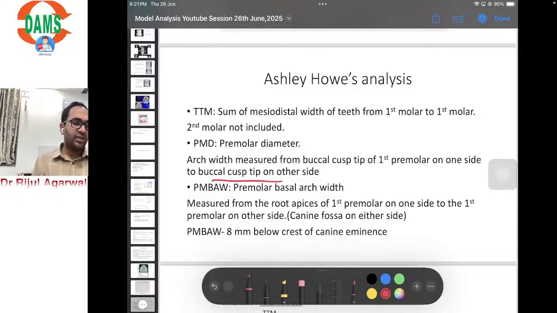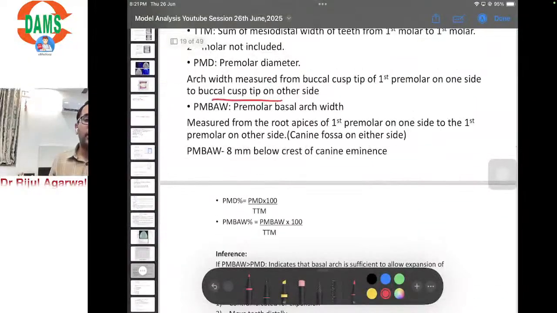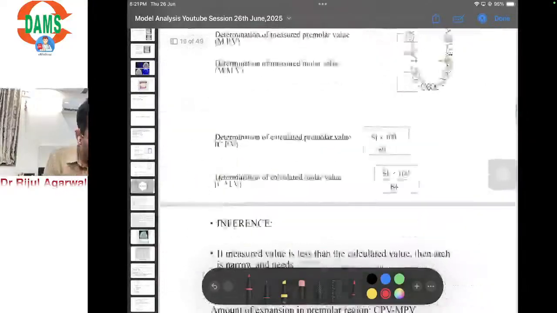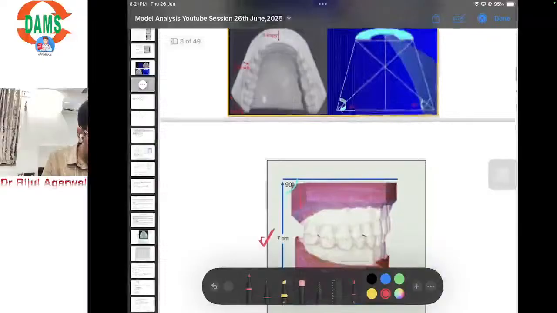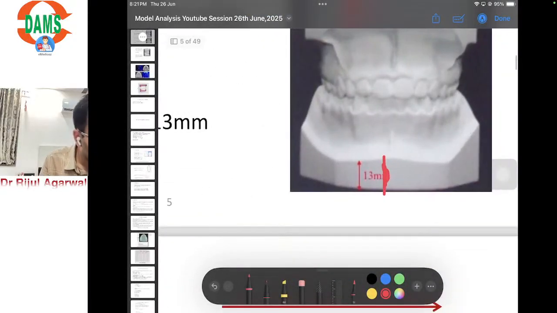Okay, so earlier we measured it from distal pit from one side to the other. Here it is from buccal cusp tip from one side to the other. Next is the premolar basal arch width. It is measured from the canine fossa. If I had to show it to you on a model, from here till here, it is the fossa.